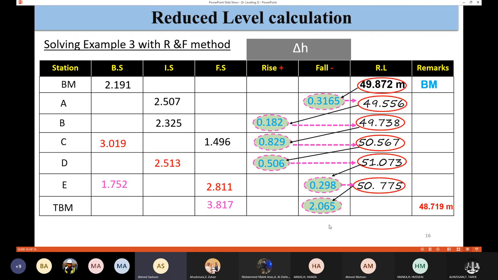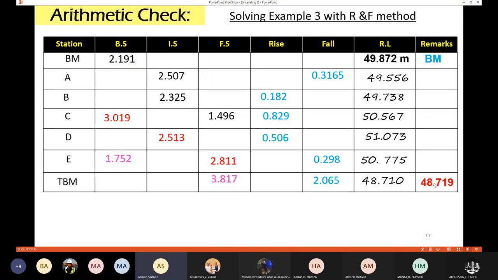And also finally, in order to determine the reduced level for the TBM, I'm going to use the previous reduced level minus the fall because I don't have a rise. If I have a rise, then I'm going to add. Since I have a fall, then I'm going to subtract. Now we get the same result that we have got from the height of an instrument method. And of course here we are going to have an error, okay? Because this value should be the same as that value. Also, it's very important to make an arithmetic check.